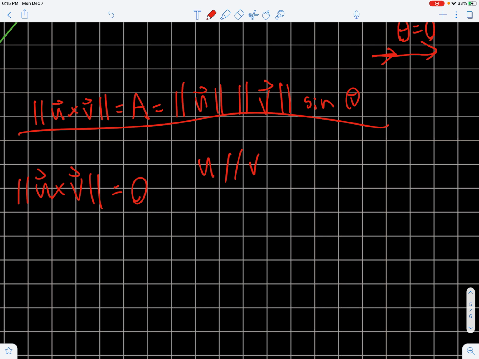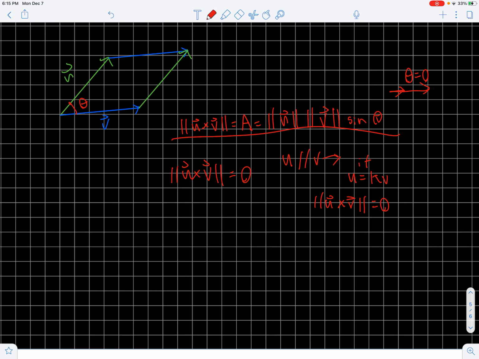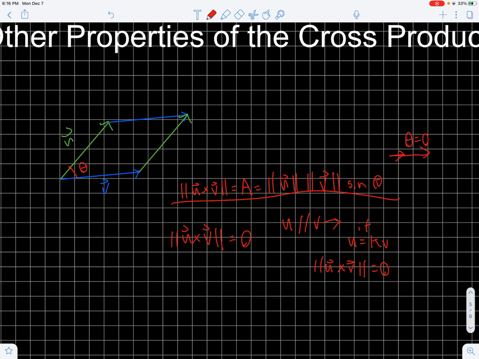Now, remember, if u equals kv, if u is some scalar multiple of v, that means that they're parallel. So if u equals kv, u cross v equals 0. The cross product of parallel vectors is 0.